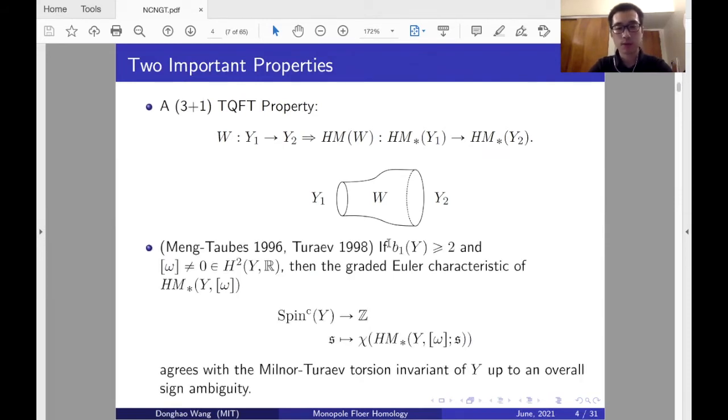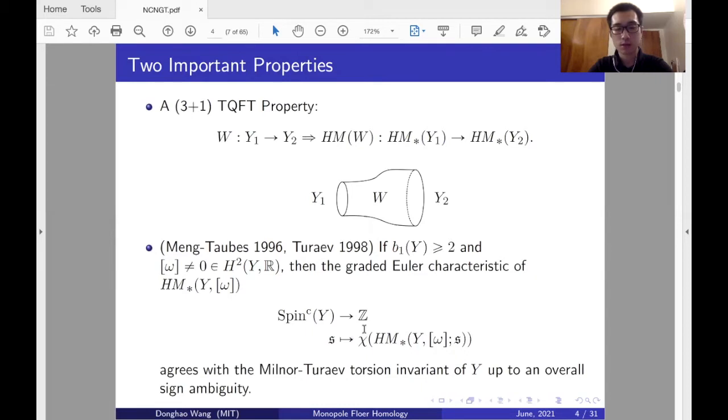The second property is a computation for the graded Euler characteristic. So here, for each spin C structure S, we can take the Euler characteristic of the summand. In this way, we obtain a function on the space of spin C structures. Then this theorem says if the first Betti number of Y is at least 2 and the cohomology class of omega is non-zero, then this function will recover the Milnor-Turaev torsion invariant of Y up to an overall sign ambiguity. This result was first due to Meng-Taubes in 1996 and refined by Turaev 2 years later.